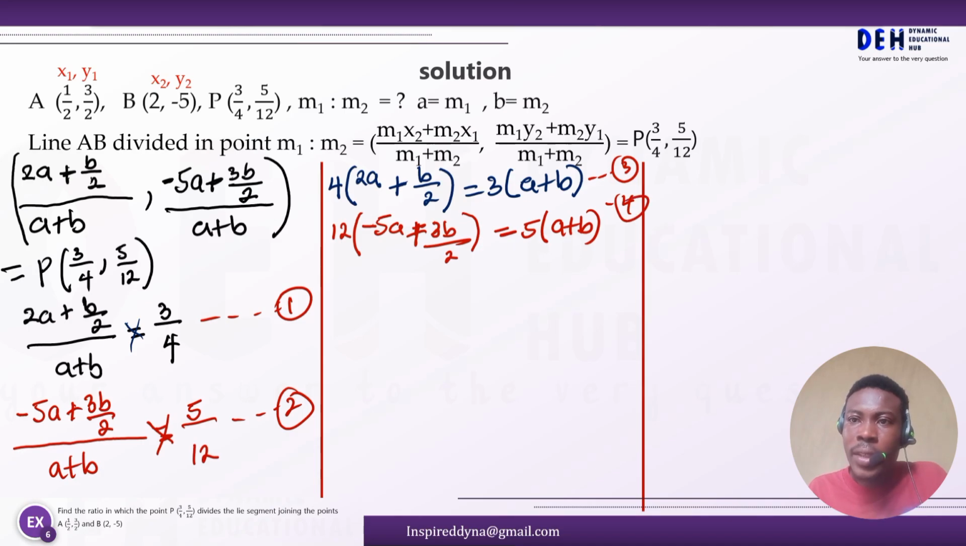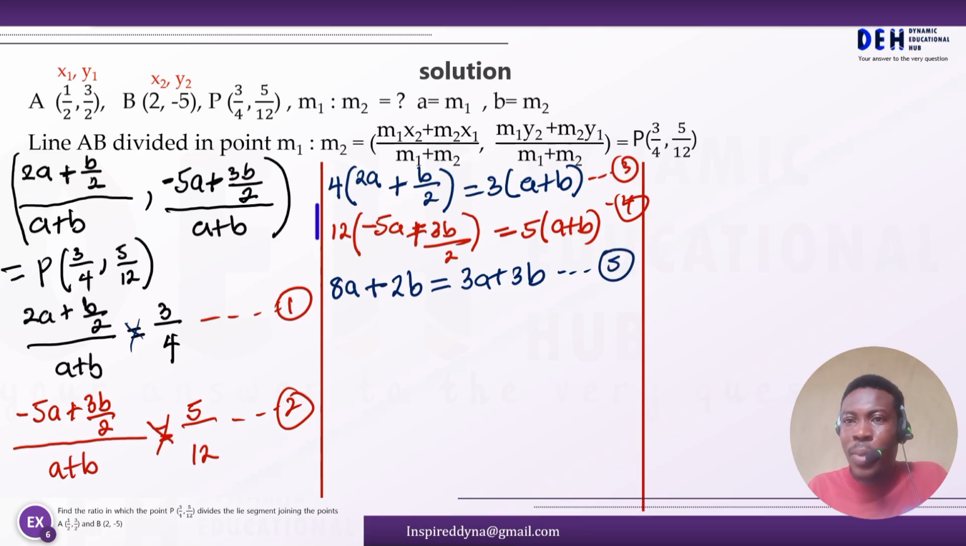Let's expand 3 and 4. We use 4 to multiply the whole of this. So when you do that, what are we going to have? You have 8a plus 4 multiplied by b over 2. We are going to have 4 divided by 2, 2 times b, you have 2b. Should give you 3 multiplied by a, 3a, plus 3 multiplied by b, 3b here. Okay, let's label it for the last time. So we have 5 here.